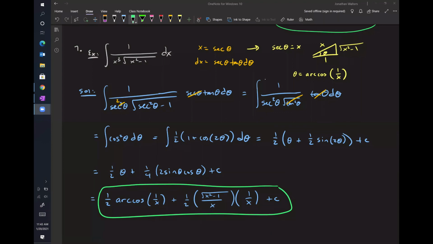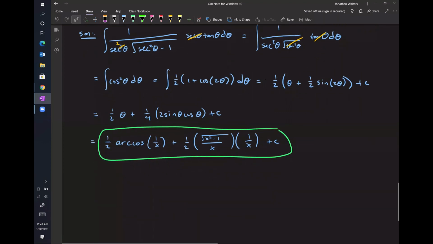So cool, cool. 7 integrals. We are not going to make it, are we? 1143.